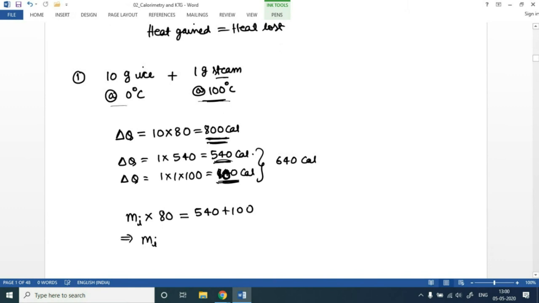So solving this clearly gives Mi equal to 8 gram over here. So the ice which will be melting here will be equal to 8 gram only, and 2 gram remaining ice will not be able to melt.